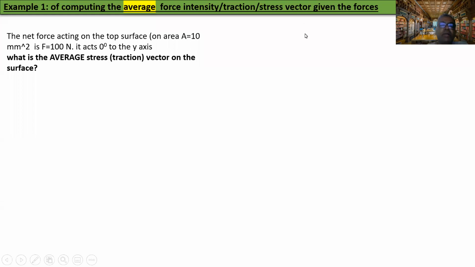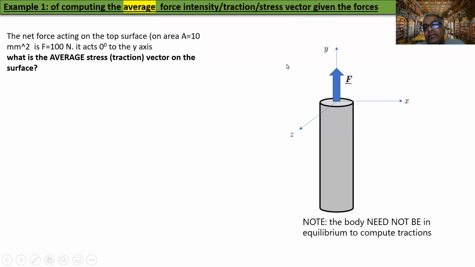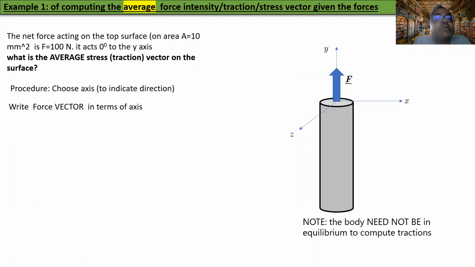So let's see what kind of problem we're talking about here. There it is. First of all, notice that I've shown only one force. As long as you know the force on a surface area, it doesn't have to satisfy equilibrium or anything. It just requires you to know something about forces. Okay, so average force, and our procedure is always the same. Choose an axis.